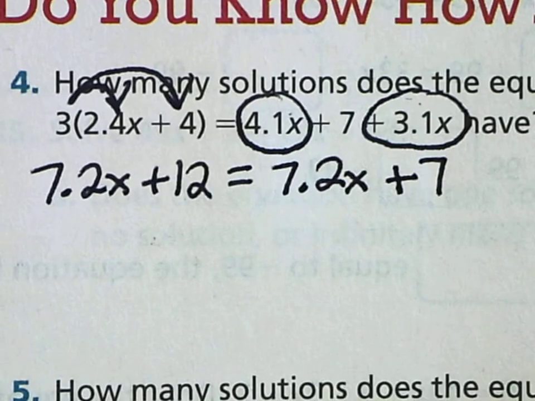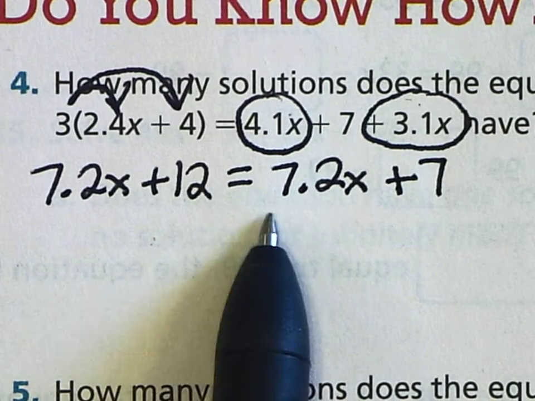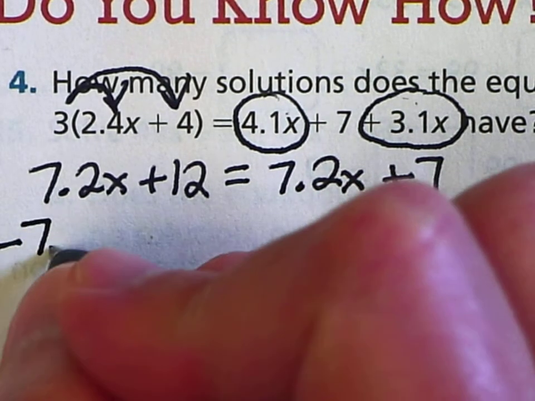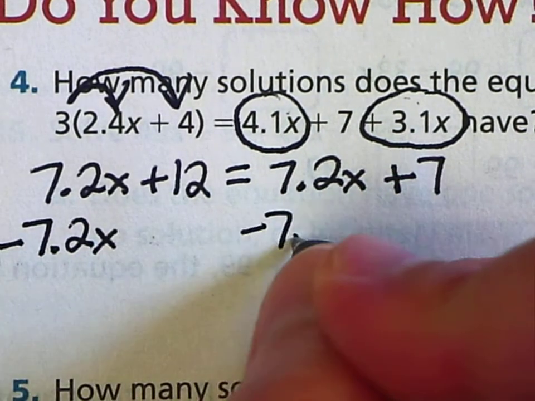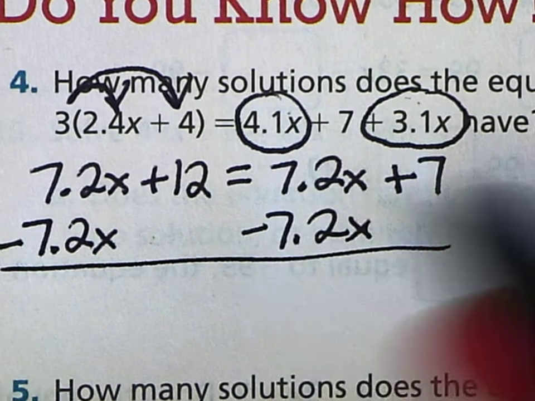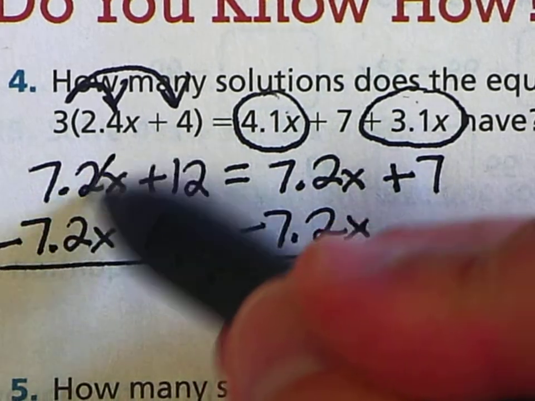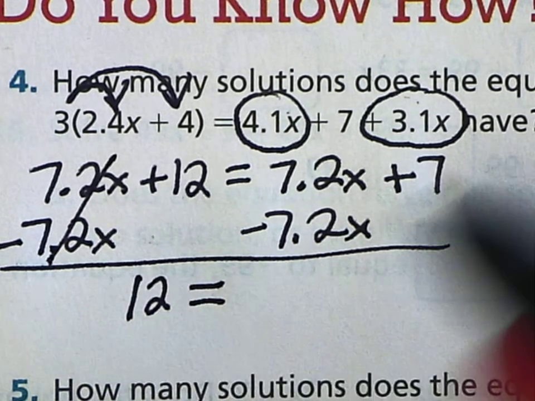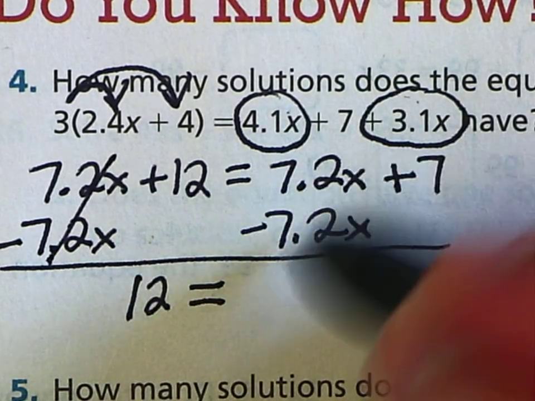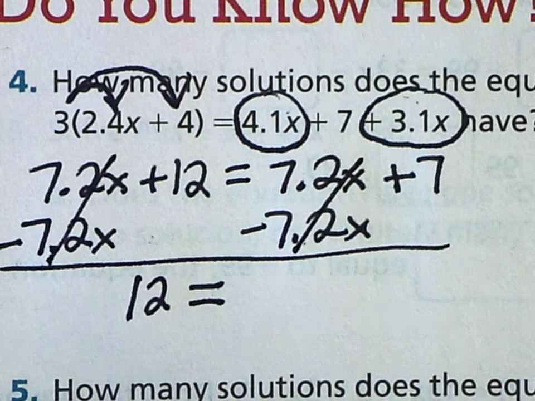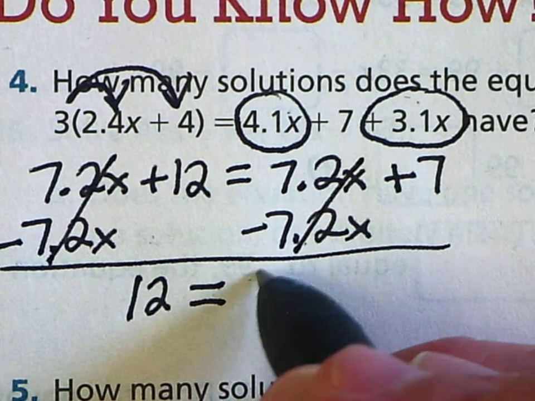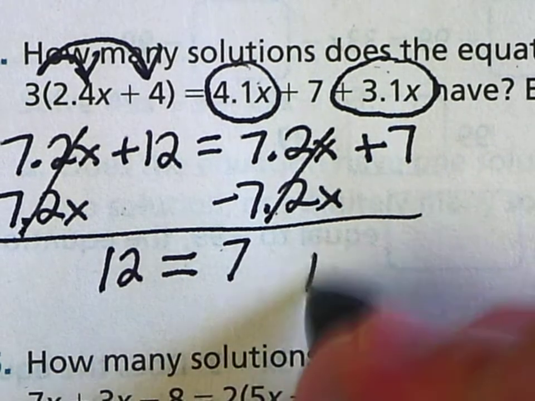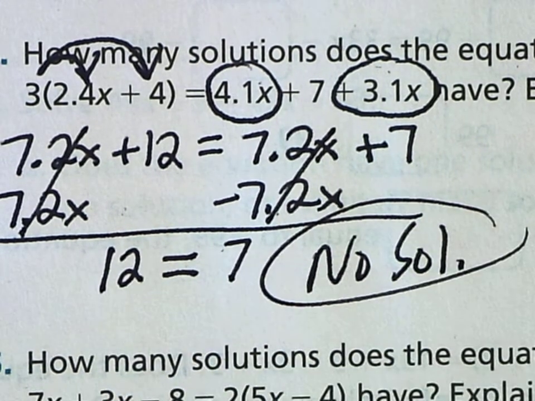Okay, so now some of you might be noticing what your answer is. Let's just keep solving. So I have the 7.2x's on opposite sides. So let's subtract 7.2x from both sides. Okay, so 7.2x take away itself. Those are opposites, and that equals 0. So I just have that 12 left. And then look, these are the same thing. This take away this is 0. Those are opposites, so they cancel each other out. And then I have that 7. 12 does not equal 7. That's not true, so this is a no solution.